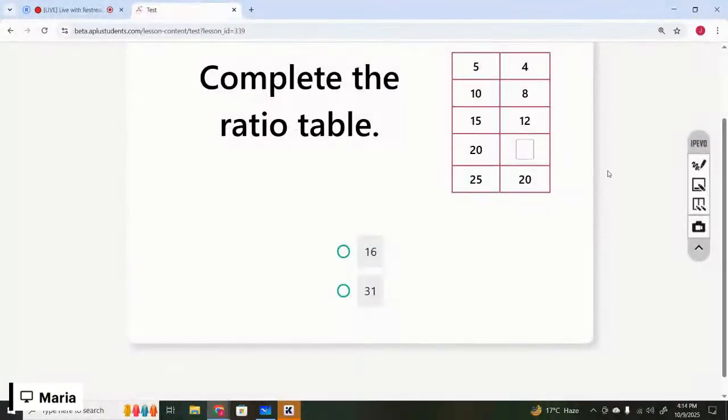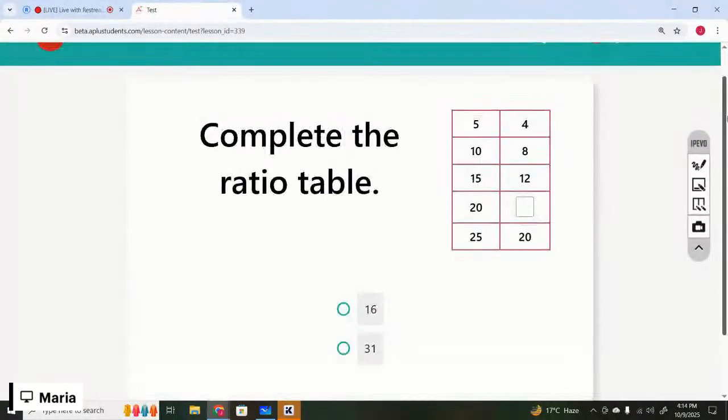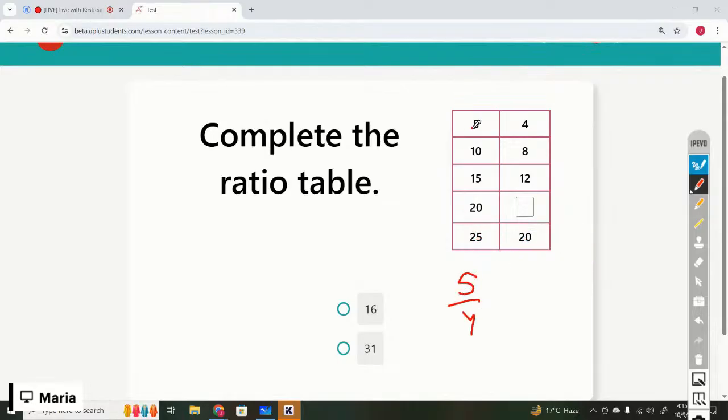So we need to find the missing value. Complete the ratio table with the first, that is 5 over 4. 5 times 2 is 10, 5 times 3 is 15 and 5 times 4 is 20. That means you're multiplying it by 4 because 5 times 4 is 20. So 5 times 4 is 20 and 4 times 4 is 16. So the missing value is 16.